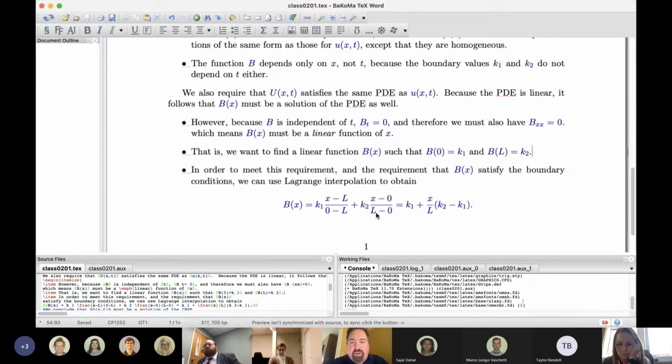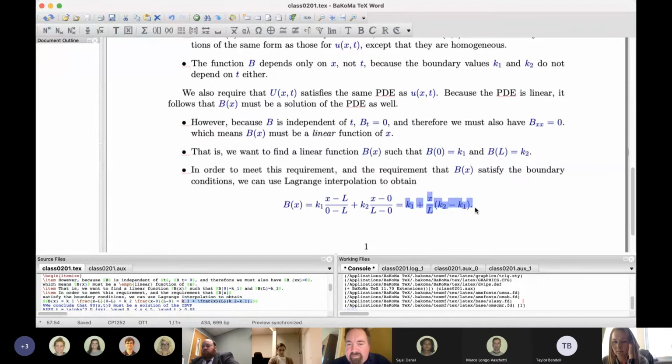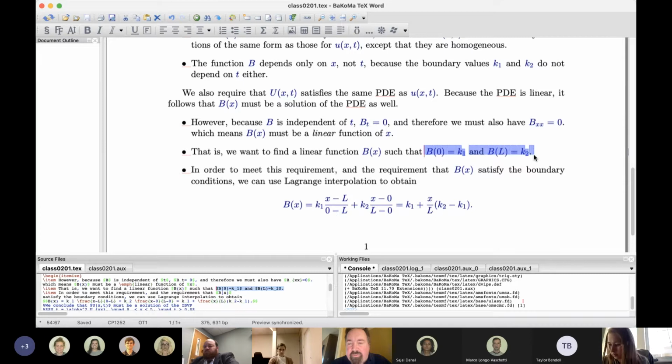Later on, I'll show how you do this more generally. This is what works in this particular case. And then what I can do is actually simplify this. If I expand all this out, simplify as much as I can, then this is what I get. So here too, if I plug in x equals 0, I get k1. If I plug in x equal L, this fraction cancels, becomes 1, and the k1's cancel, and I get k2. So this function here is a linear function that satisfies both of these conditions.